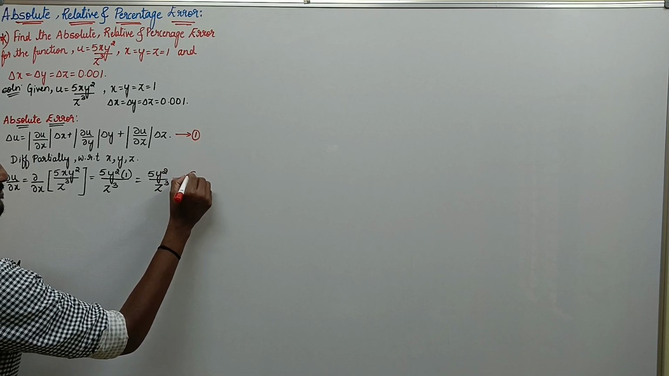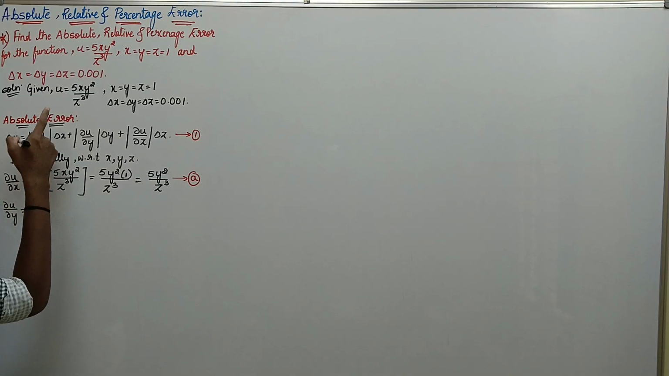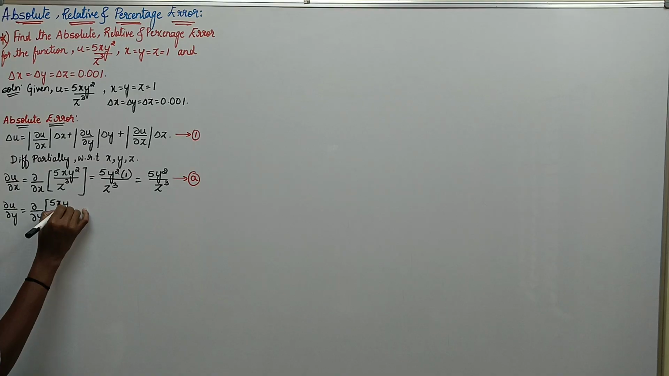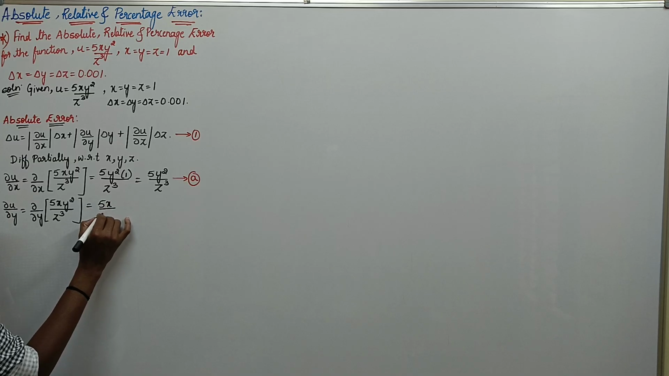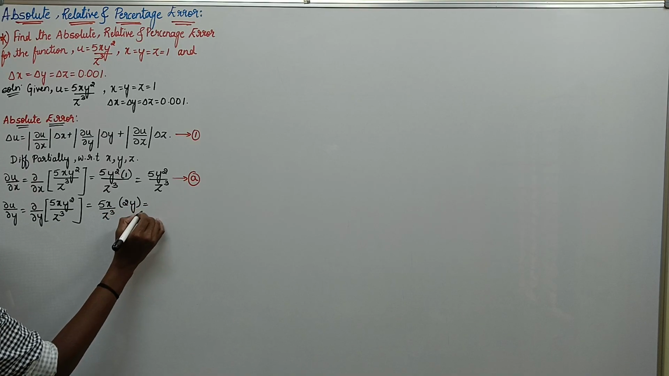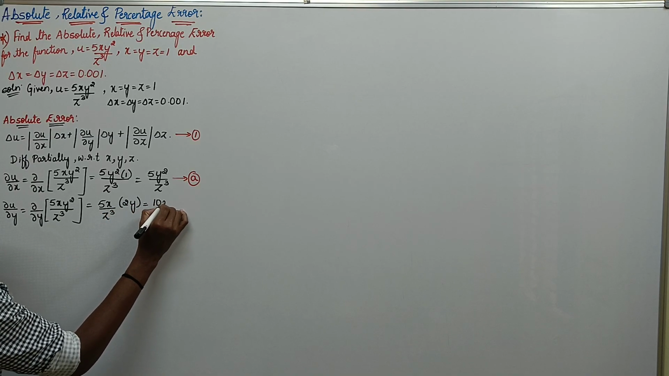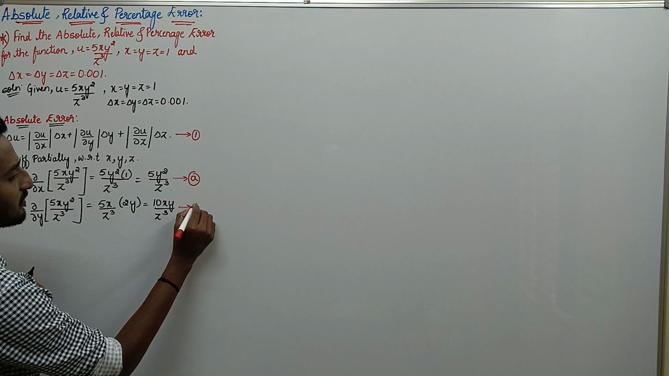Next, differentiate u with respect to y, that is dou by dou y. What is u? We have 5x y square divided by z cube, which is equal to, I need to differentiate y square. 5x by z cube remains constant. Differentiation of y square is 2y, which is equal to 5 2s are 10xy divided by z cube. Assume this as equation number B.